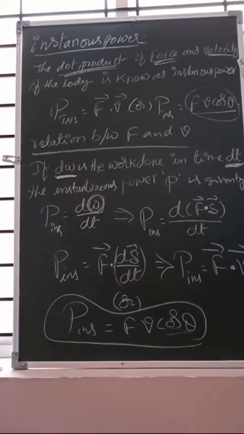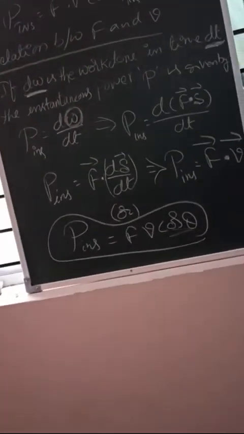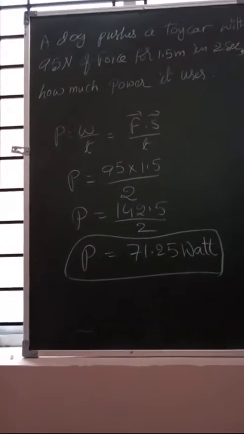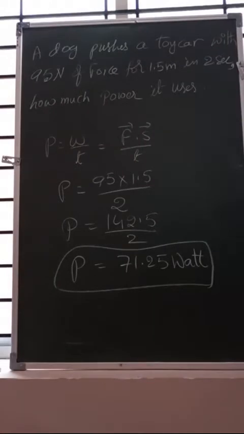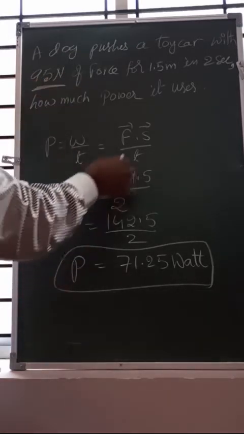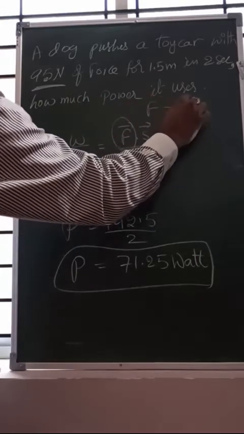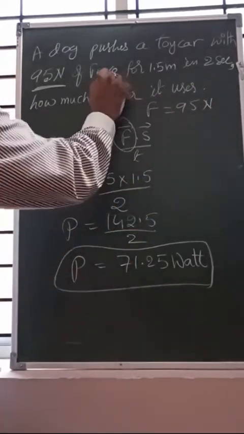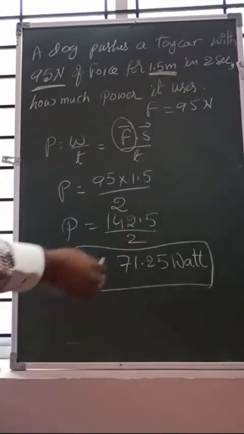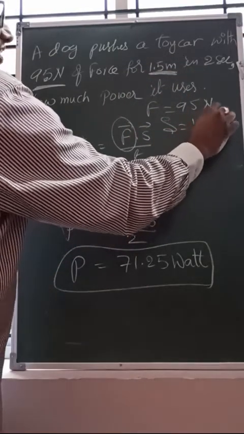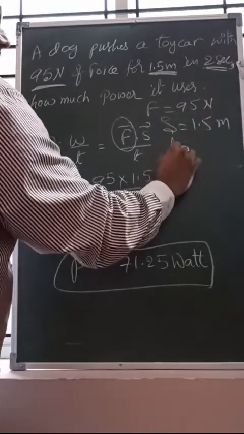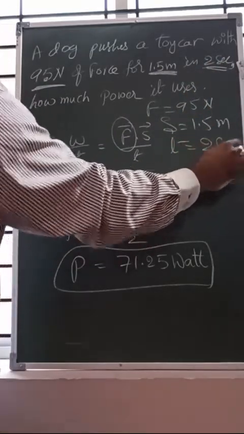Now we will discuss a small problem about power. Then after energy we will discuss more. Now about power we will discuss one problem. A dog pushes a toy car with a force of 95 Newton. So F equals 95 Newton. The car moves for 1.5 meters. So displacement S equals 1.5 meter. Time T equals how many seconds? 2 seconds. Then what about the power?